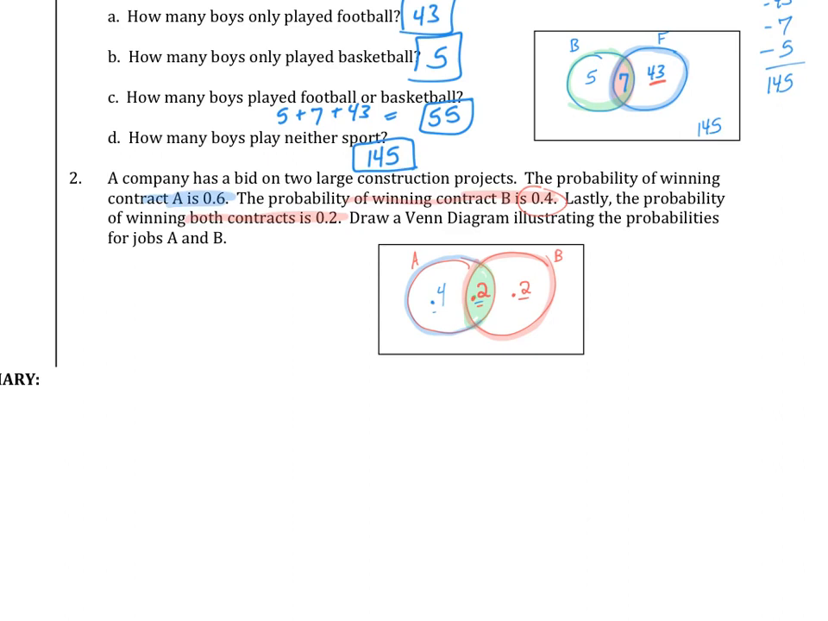So there is a 0.4 probability or 40% chance you just get contract A. There is a 0.2 probability you just get contract B. And there is a 0.2 probability that you get both of them. Right, and that was just pointing out the overlapping part.